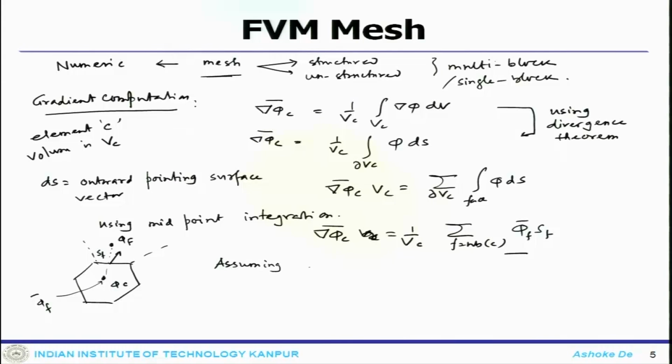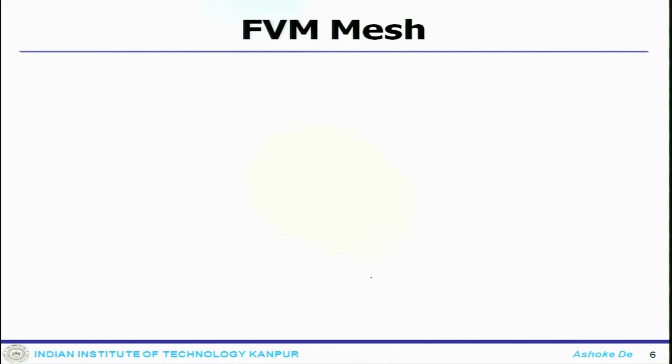So, one can actually linearize the system, assuming some linear variation of phi between two elements, between element C and F, these are neighboring elements. One can write that phi f equals G f phi f plus G c phi c. Okay.